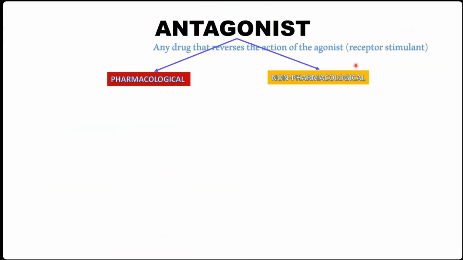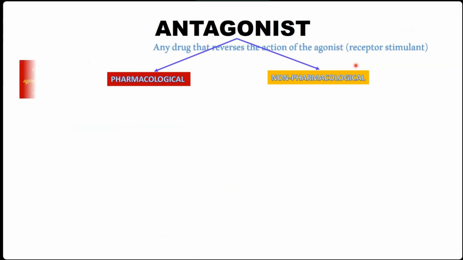The general definition of an antagonist is that it is any drug that's capable of reversing the action of the agonist. The agonist is the receptor stimulant. So the major classification of the antagonist is, first, the pharmacological antagonist, and second, the non-pharmacological antagonist.